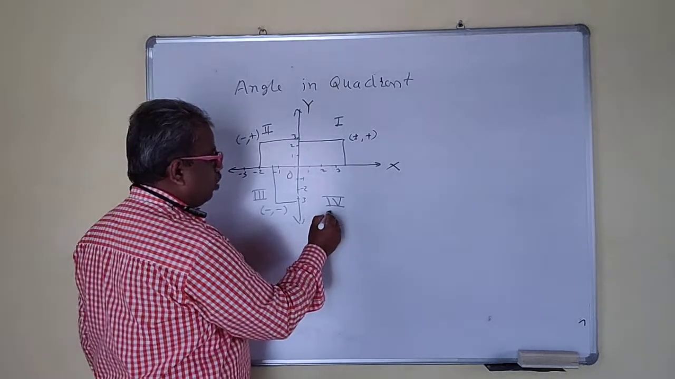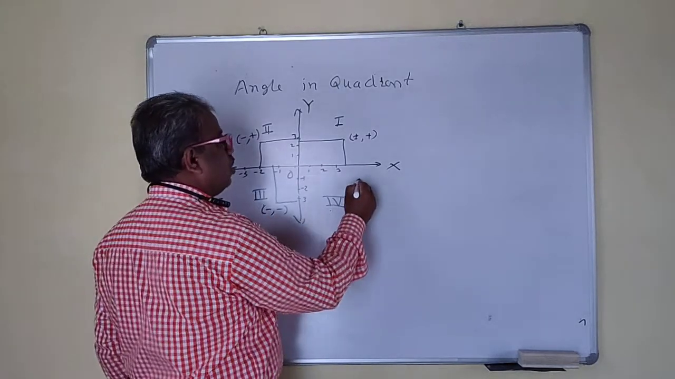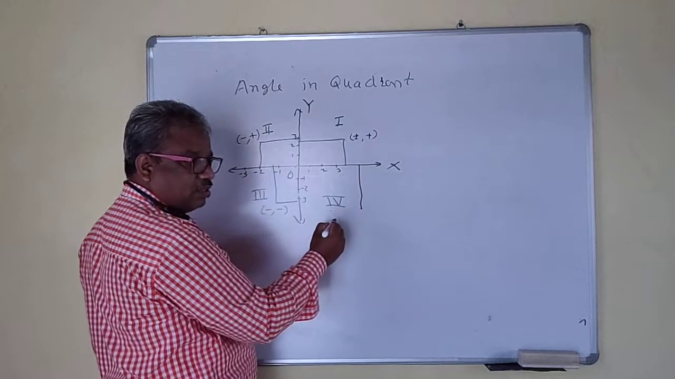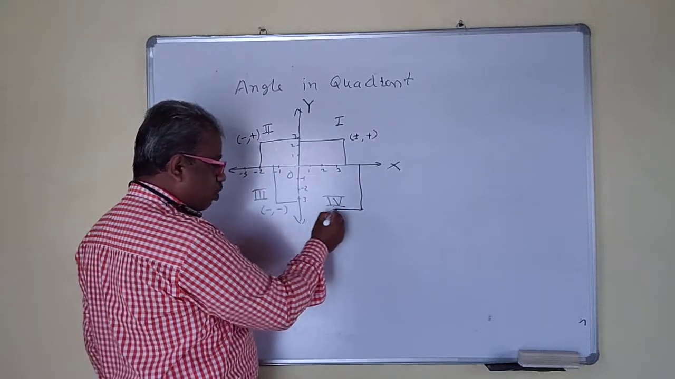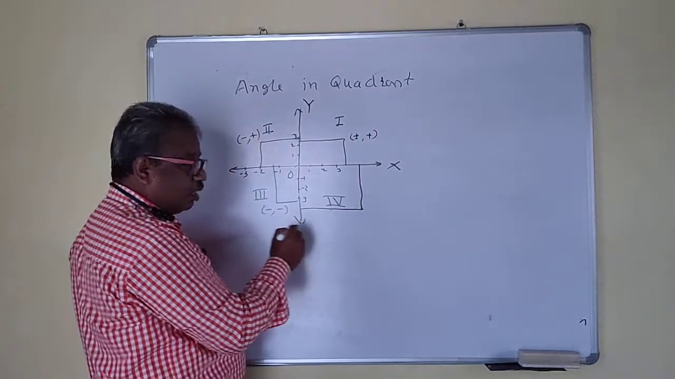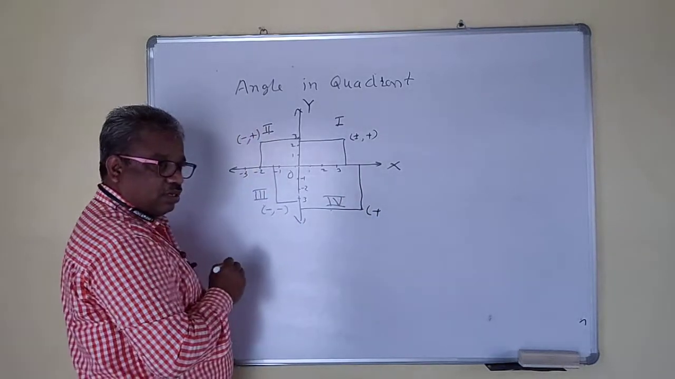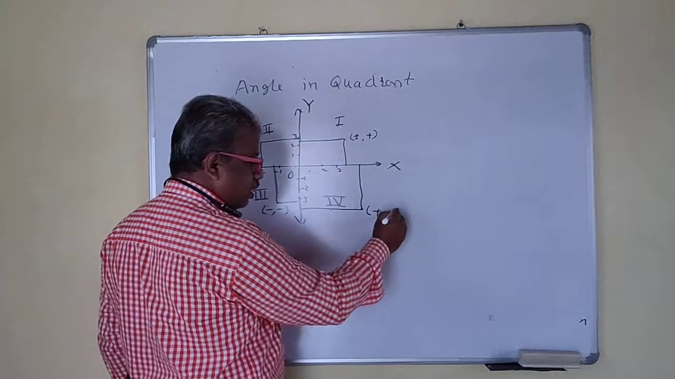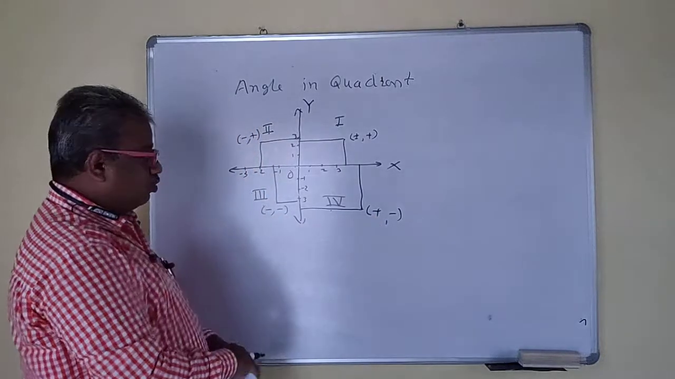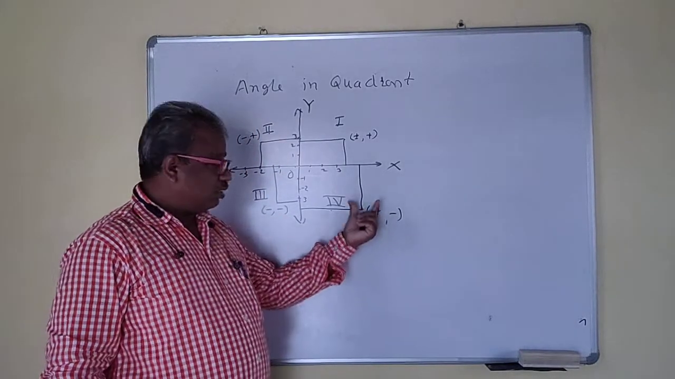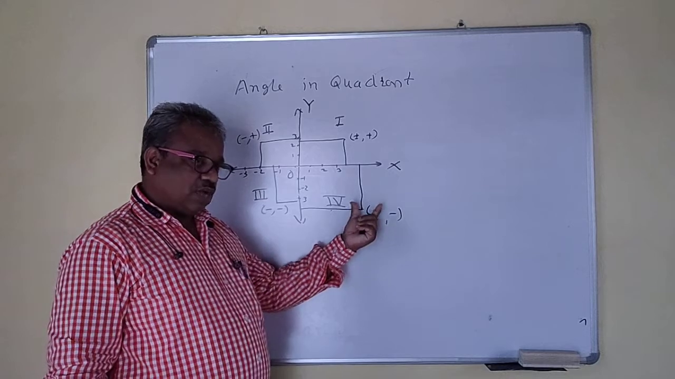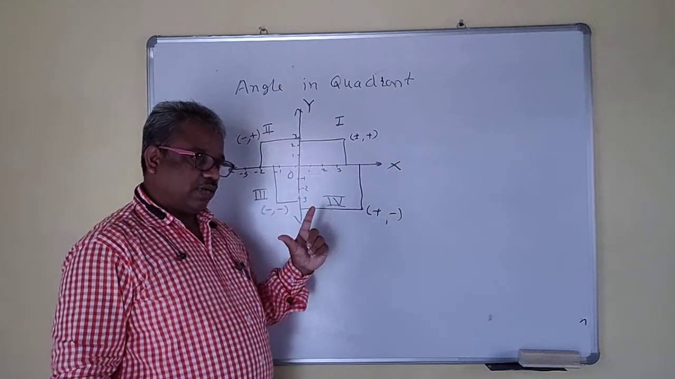Now here, if you draw a perpendicular to the x-axis, we get the x coordinate. Draw a perpendicular to the y-axis, we get the y coordinate. Now here, if you draw a perpendicular to the x-axis, we get a positive number. And if you draw a perpendicular to the y-axis, we get a negative number, right? So that means here, in the fourth quadrant, all x coordinates are positive and y coordinates are negative, right?